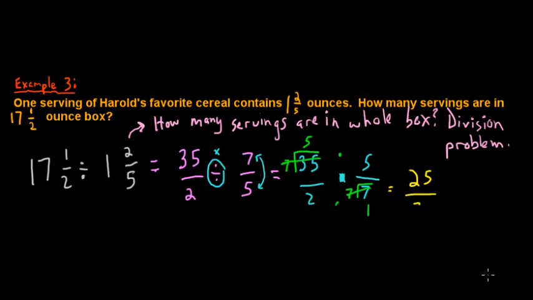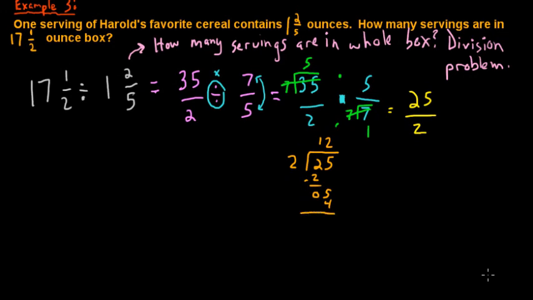So I get 25/2, and now I'm going to divide 25 by 2. I'm going to figure out how many halves I can get out of 25. So 2 goes into 2 one time, bring down that 5. 2 goes into 5 2 times, I get 4. So I end up with 1 left over. So I have 12 with 1 left over. So I'm going to write my answer as 12 with 1 left over, so 12 1/2. And there we have it.